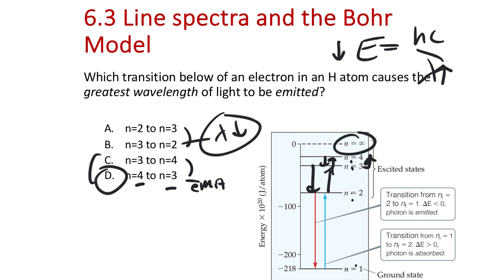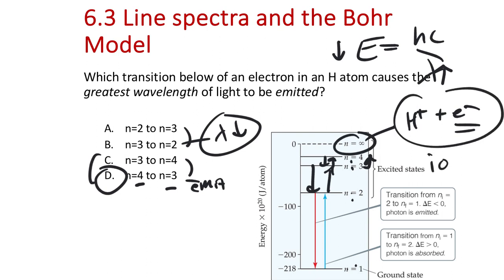As n approaches infinity, that's the electron moving further and further away. At the infinity state, this is H plus with the electron removed. So that's the electron being removed from the atom. This is just ionization once we get supposedly to infinity. If that electron keeps moving further and further away, eventually it breaks free.